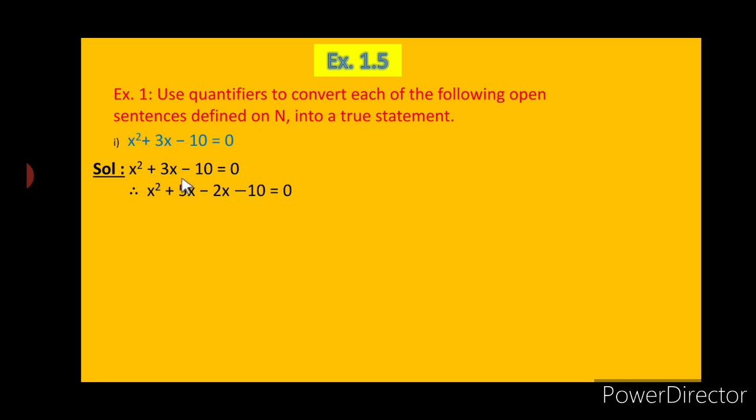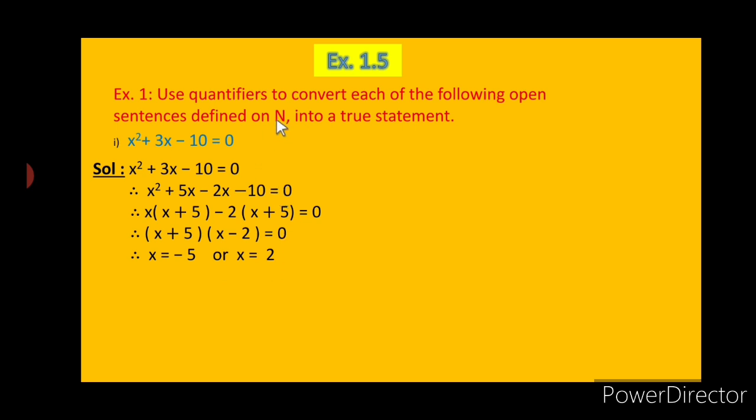So, we can split this 3x as x square plus 5x minus 2x minus 10 is equal to 0. We have split this 3x as 5x minus 2x. Now, take x common from the first two terms and minus 2 from the last two terms. So, we get x into x plus 5 minus 2 into x plus 5. Again take x plus 5 common. So, in the other bracket you get x minus 2 is equal to 0. So, the values of x will be x is equal to minus 5 or x is equal to 2.